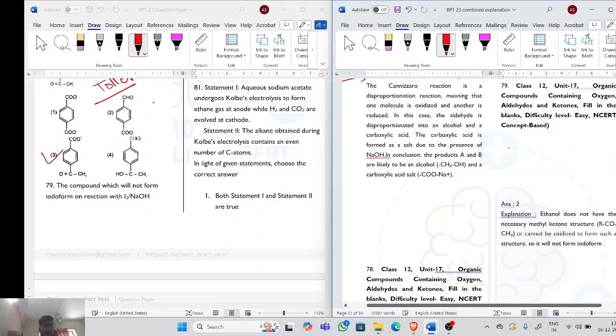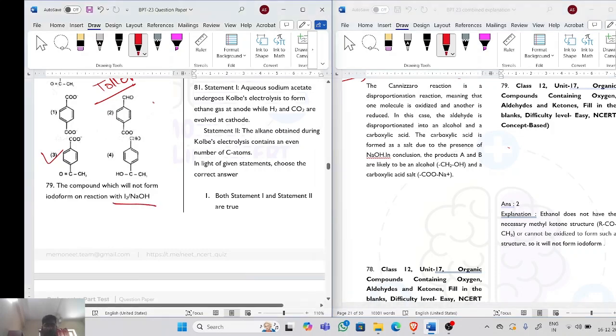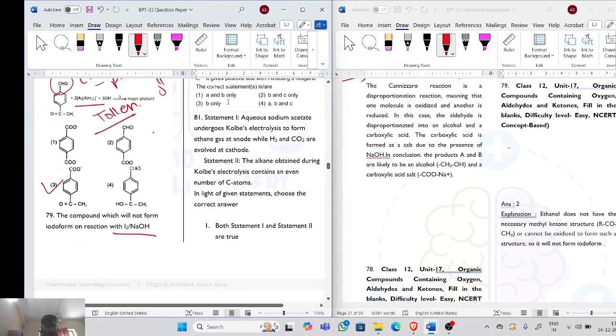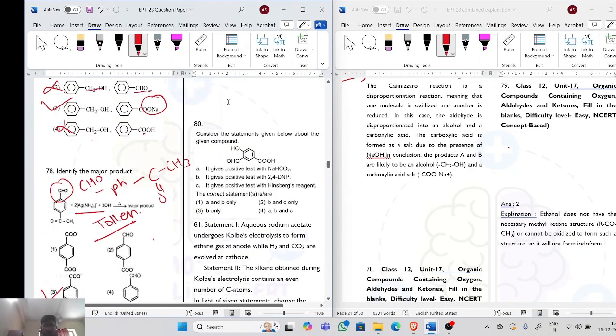Number 79, the compound which will not form iodoform on reaction with I2 NaOH. So we have to check which of the following will not give the iodoform reaction.